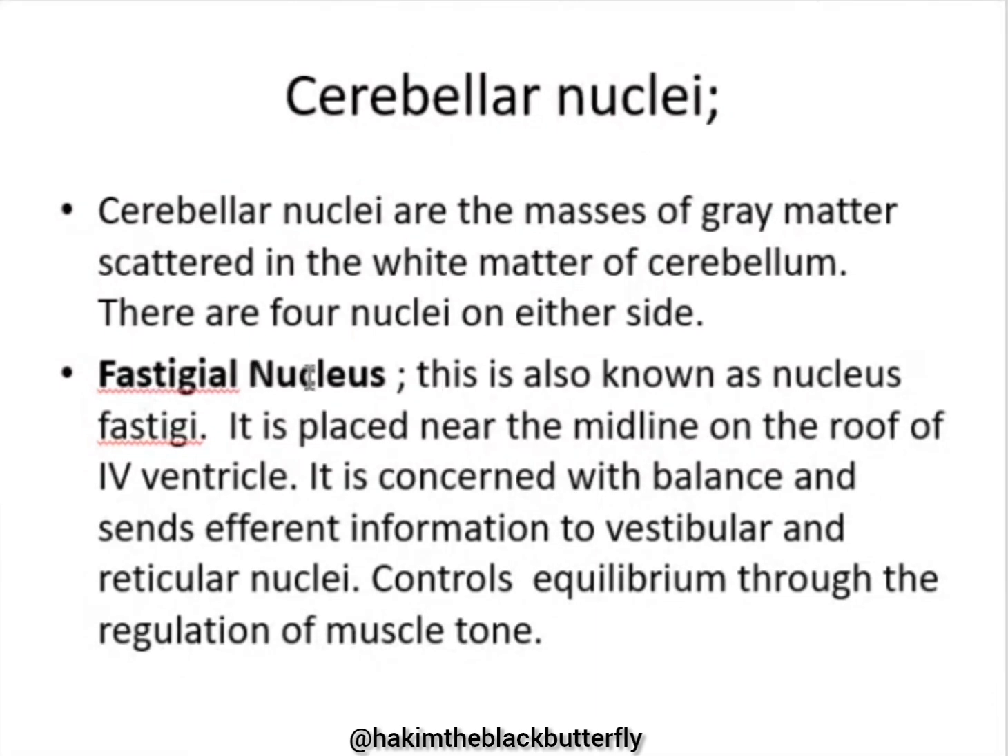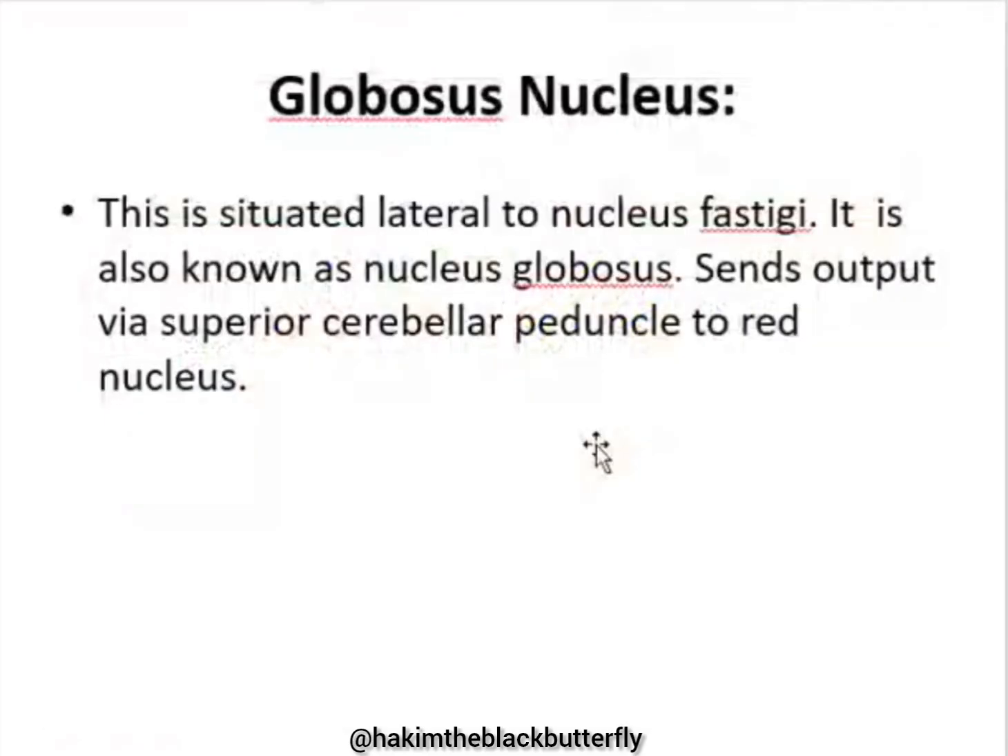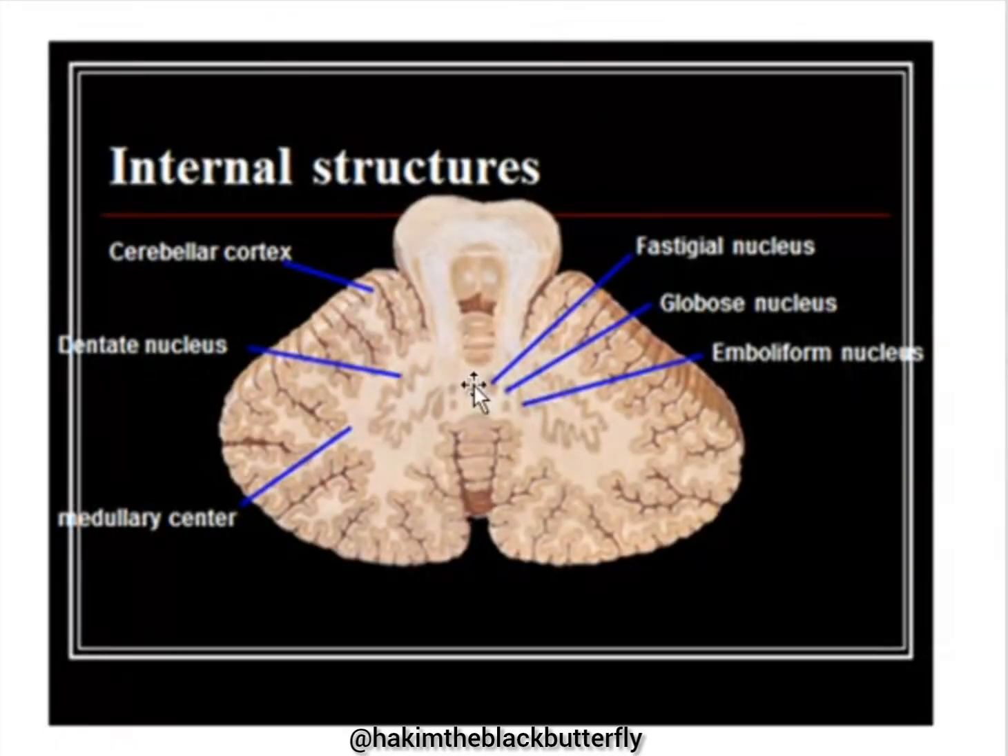The fastigial nucleus is the one which is concerned with balance, and it is the one which is connected to the vestibular nucleus or apparatus, which is responsible for control of equilibrium. So the fastigial nucleus is very important in that function of the cerebellum known as balance. And you see it is the most medial.